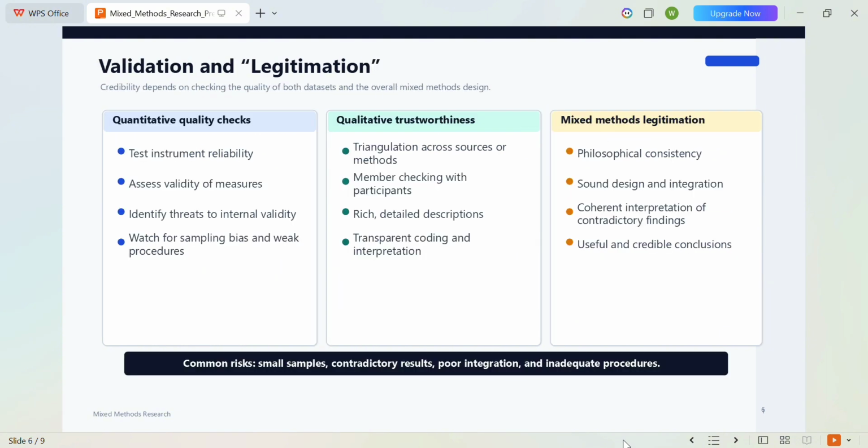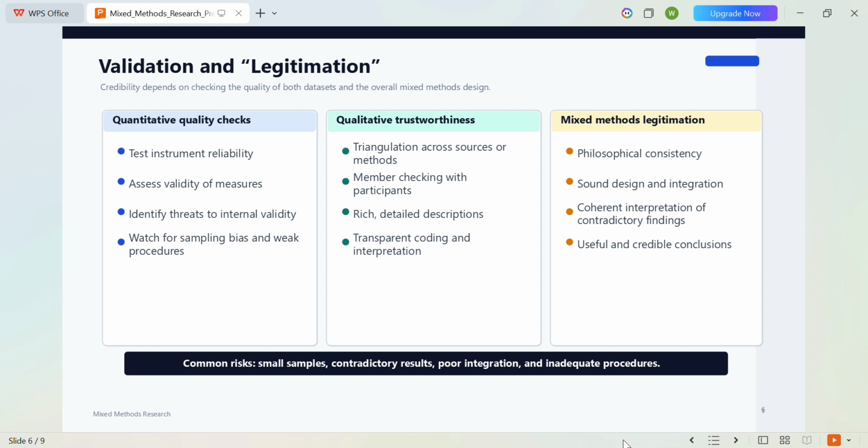Now we will explain validations and legitimation. You need to check the credibility and reliability of both your quantitative and qualitative data.